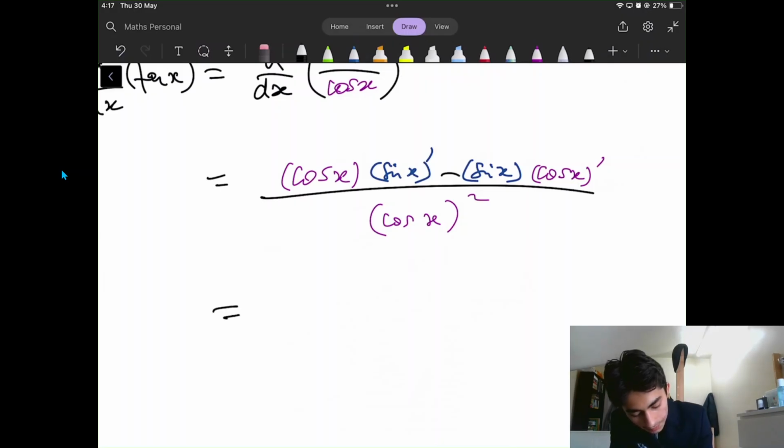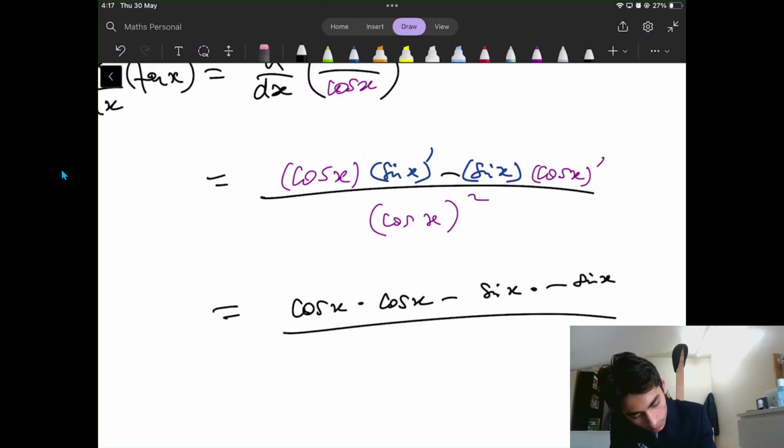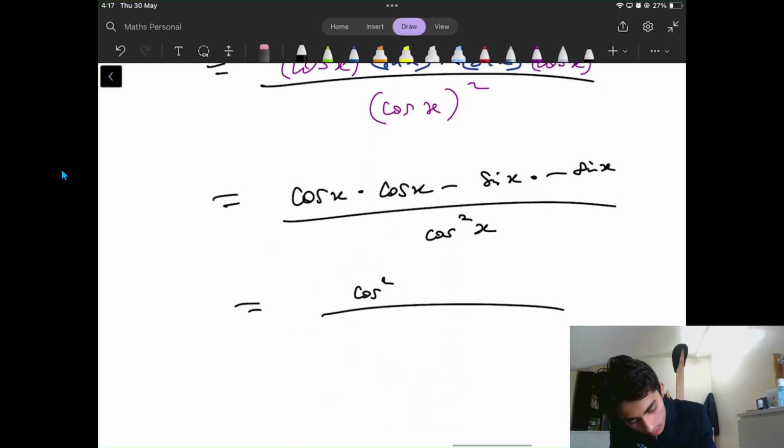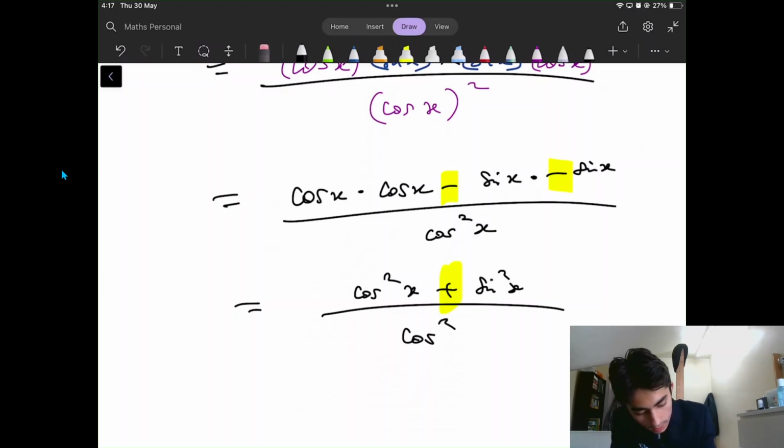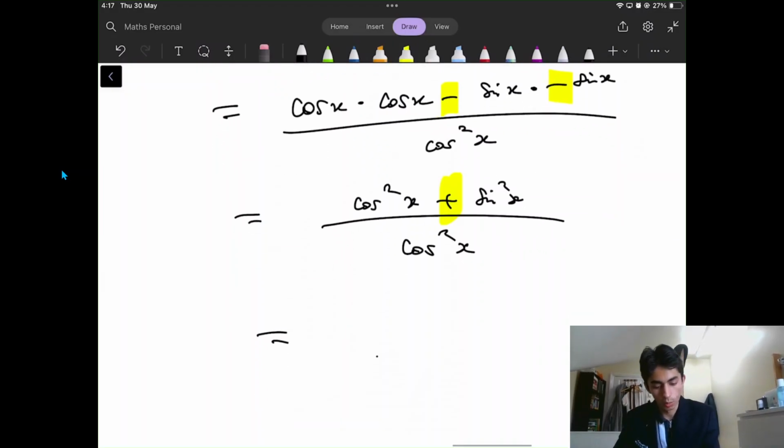So this equals, well, cosine of x times the derivative of sine, which is just cosine. And then you have sine x times the derivative of cosine, which is negative sine, over cosine squared of x. So on the numerator, you get cosine squared of x plus sine squared of x. The reason you have a plus is because the two negatives here and here multiply to make the plus, right? Over cosine squared of x. And the numerator is just equal to 1.